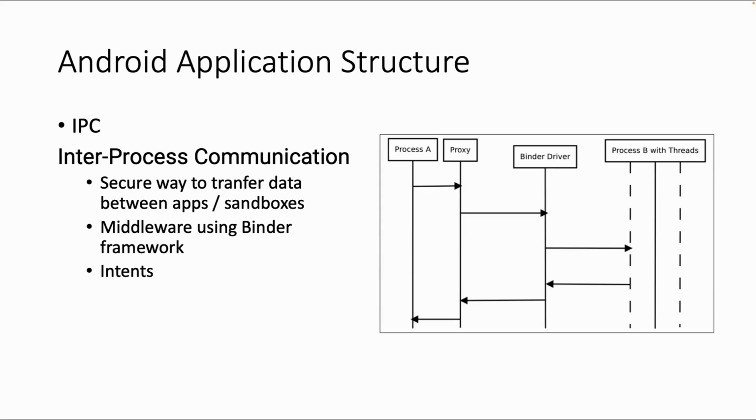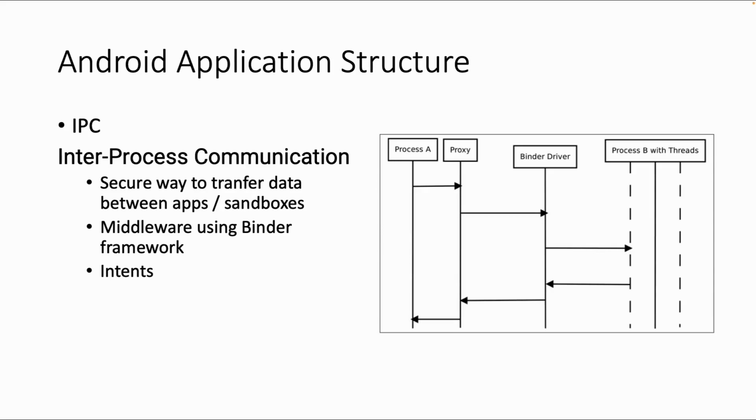little bit different. As you can see in the picture, you have process A, so for example, app A, which can communicate with a different app via the IPC framework, which uses a proxy, a binder driver, and in that way it can communicate with process B. It's a built-in mechanism in the operating system, and it is used to communicate between sandboxes. And it uses the binder framework, but I don't want to go into all these details.